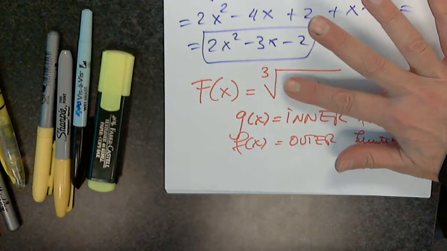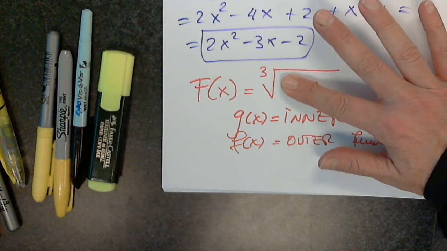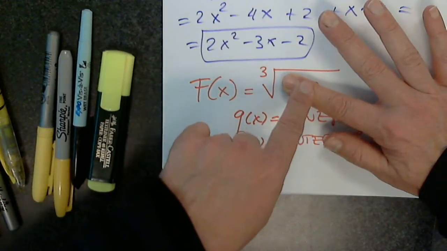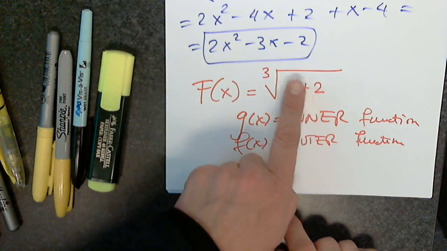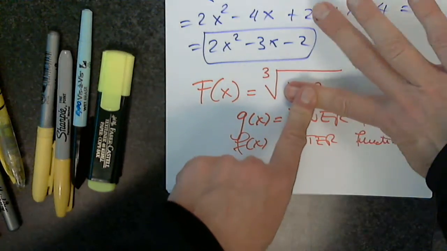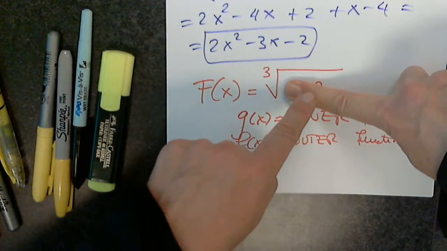Right. So first I have to evaluate this portion for 15. Once I get a number, so this will be the inner function, I evaluate this one for 15, then I get a number, which is 17. Which function do I apply to 17?